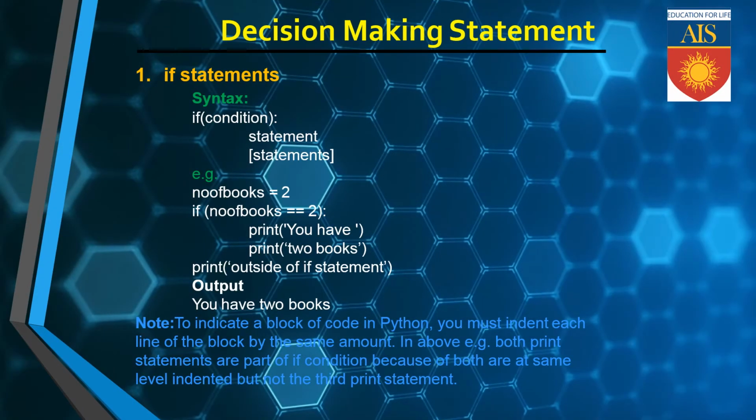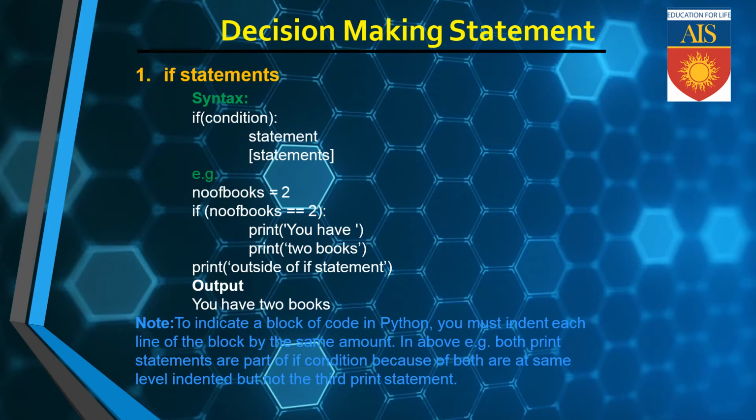Here you can see the syntax of the if statement. First we need to write if, then you have to provide the condition, and then according to the condition you have to give the proper statement. Another example: if number of book double equals 2, that means if your assigned value and the condition match, then it will print that you have two books. Otherwise it will print outside of the if statement, that means if you provide more than 2 or any other value, it will print out of selection or out of choice.